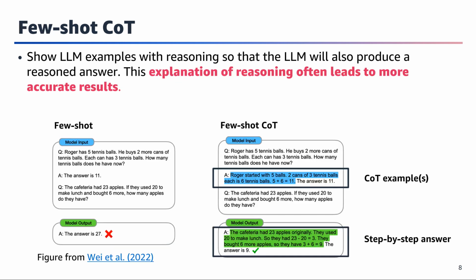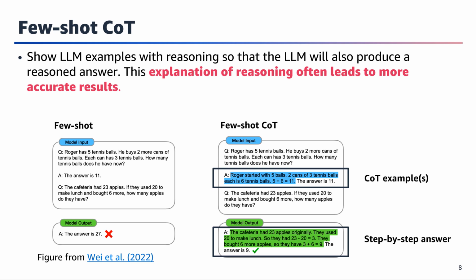Few-shot chain of thought is a technique that involves providing the language model with examples that include step-by-step reasoning or explanations, rather than just the final answer. By showing the model these reasoned examples, it learns to generate its own reasoning chain when solving new problems. This approach often leads to more accurate results as the model breaks down the problem into intermediate steps, enabling it to arrive at the solution through a structured thought process.